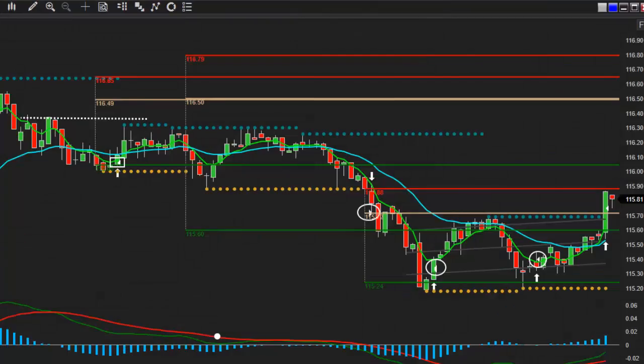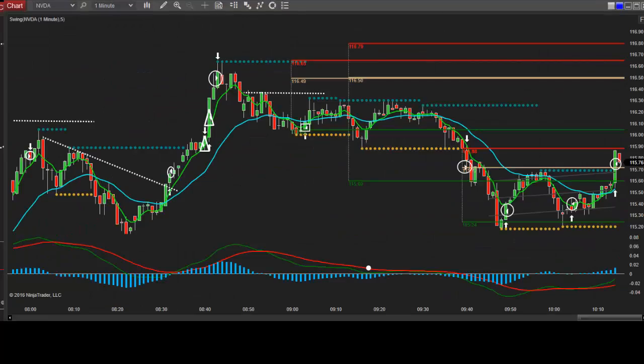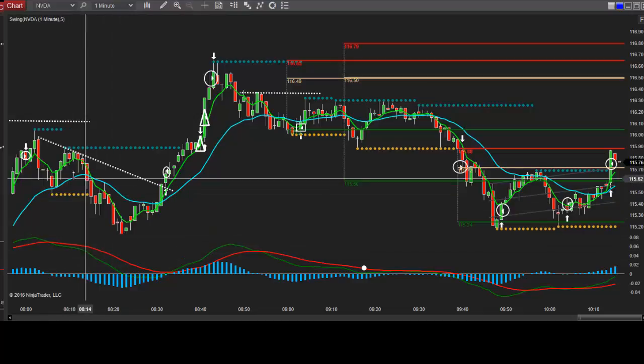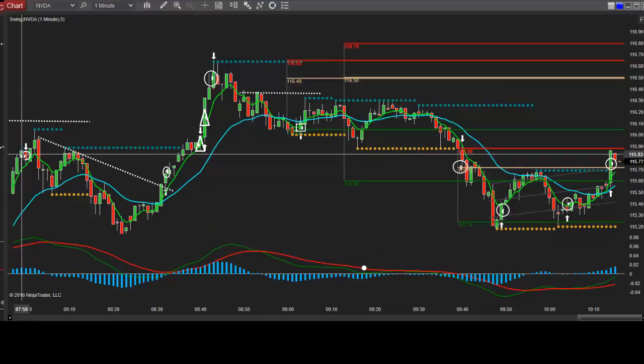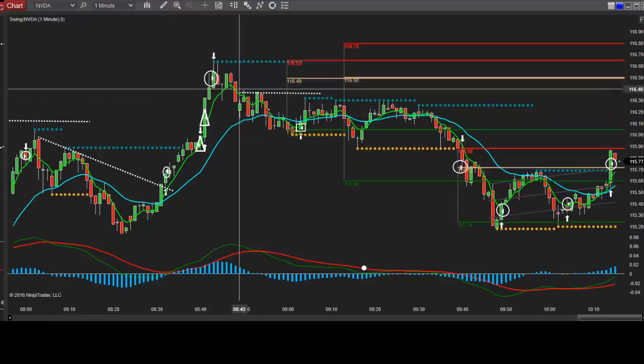That support held. So I had 3 trades. The first one was for a small profit. The second one was for a small loss. And then the third one was for a pretty decent gain, scaling in and scaling out based on price action. All in all, it was about a $750 to $800 profit for all 3 trades combined.